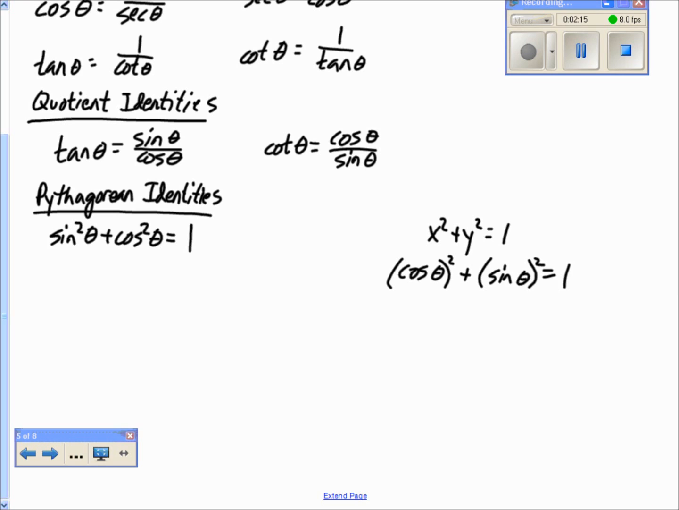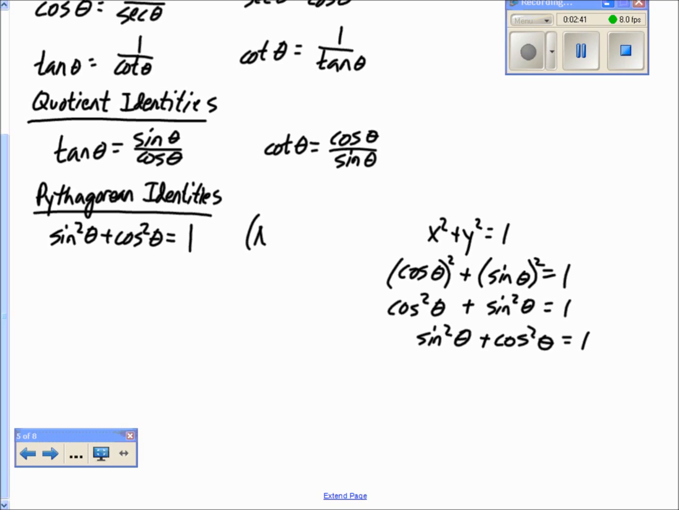Now we actually write this, cosine theta quantity squared, also written like that, cosine squared theta. And sine of theta quantity squared is sine squared theta. And they usually write it sine squared plus cosine squared theta is 1. So that's one little look at that from the unit circle anyways.